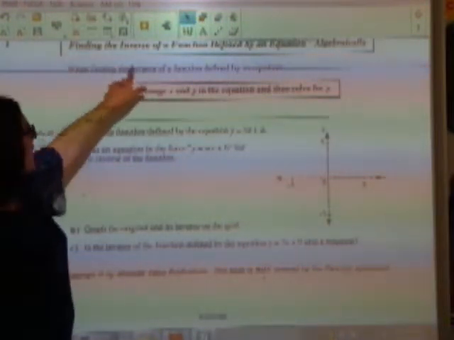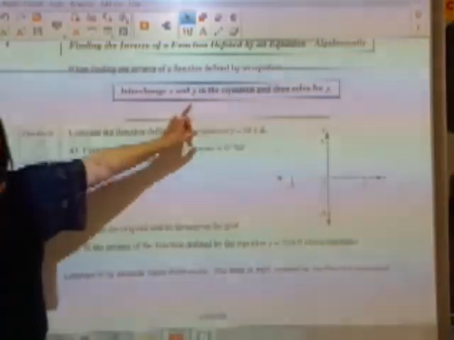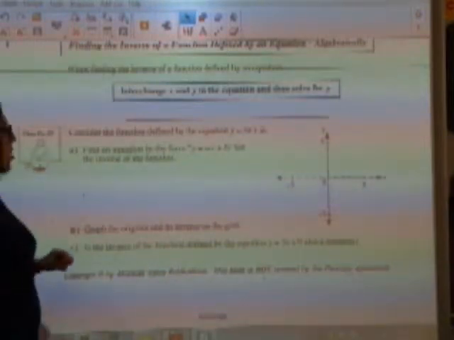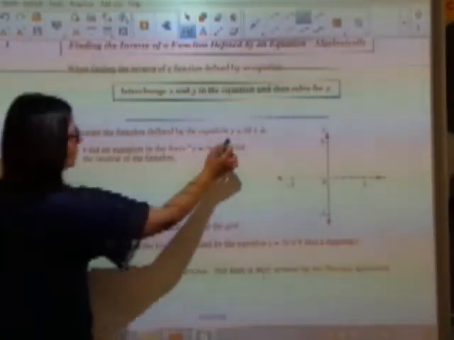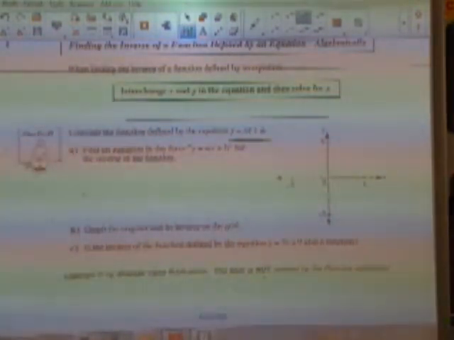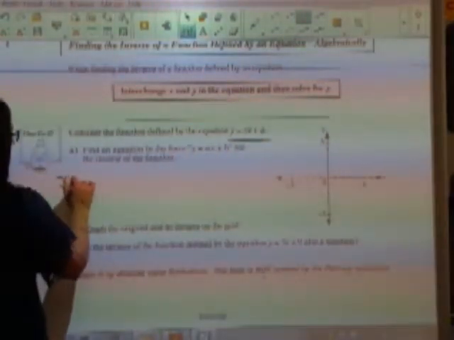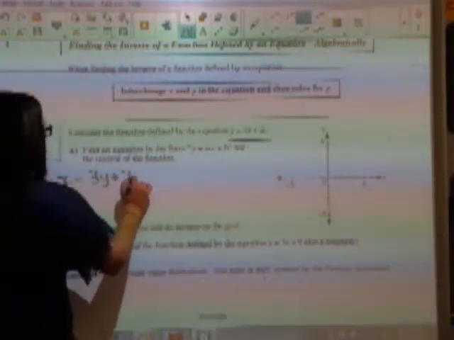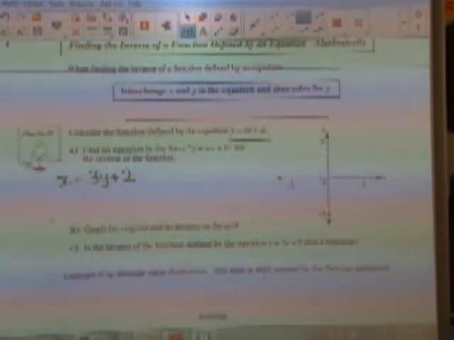Okay, question 5. Consider the function defined by the equation y equals 3x plus 2. Find an equation in the form of y equals mx plus b for the inverse. To find the inverse of a function defined by the equation, interchange the x and the y and then solve for y. So what that means is I start off with y equals 3x plus 2 and I interchange the x and the y. Where I see a y, I put x, and where I see x, I put y. And then I isolate, I solve for that y value.